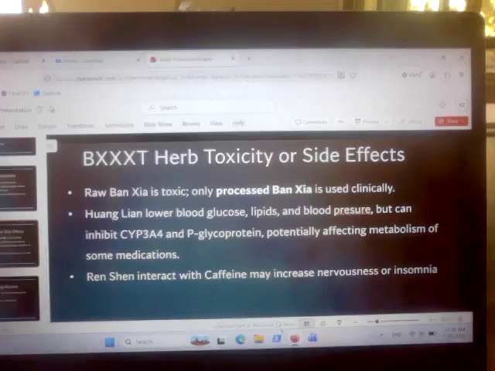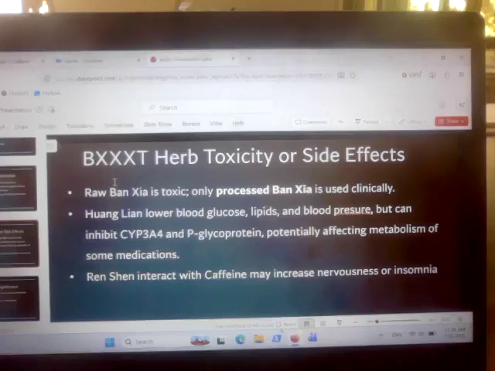In these slides, I'm going to talk about Xia Xie Xin Tang's herbal toxicity or the side effects that could result from Xia Xie Xin Tang. In Xia Xie Xin Tang, if we use raw Banxia, it could be toxic, but we have to process the Banxia before it is used in decoction.